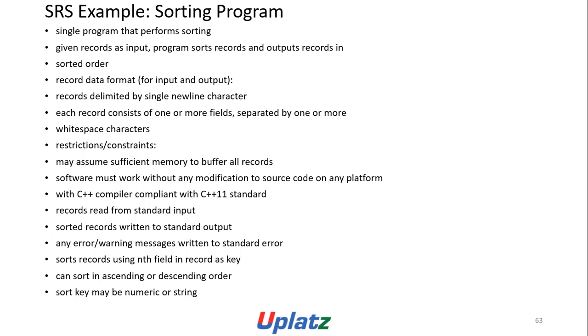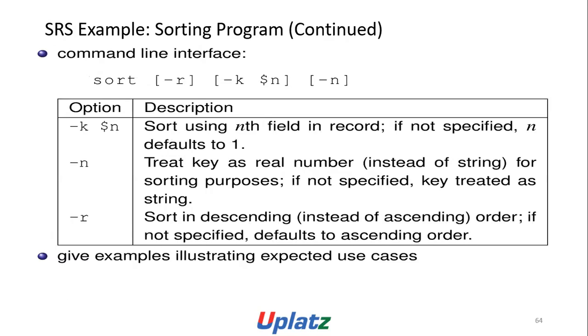Software must work without any modifications to source code on any platform with a C++ compiler compliant with the C++11 standard. Records are read from standard input, sorted records are written to standard output. Any error or warning message is written to standard error. Sorts records using the nth field in a record as key. It can sort in ascending or descending order. Sort key may be numeric or string.